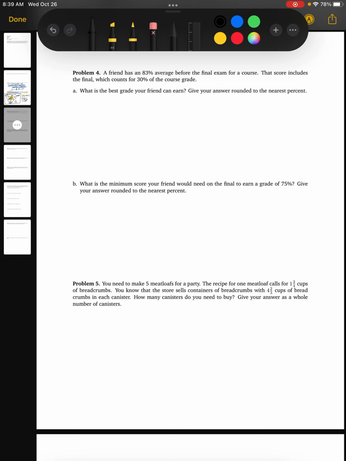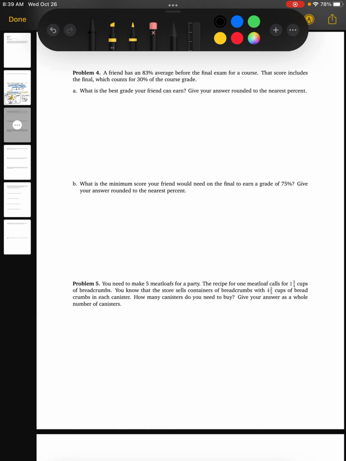All right, friends, let's look at problem 4, which is another percentage. A friend has an 83% average before the final exam for a course. This score includes the final, which counts for 30% of the course grade. And you want to know what's the best grade that your friend can earn. Give your answer rounded to the nearest percent.